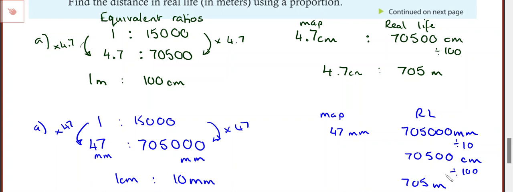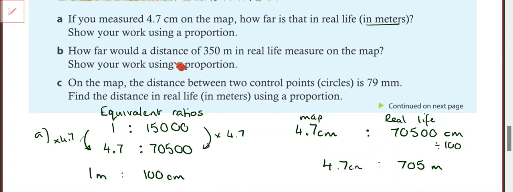All right. So this way just adds a couple of extra steps. This is the better way to do it. But about the next question, B, how do we do that then?